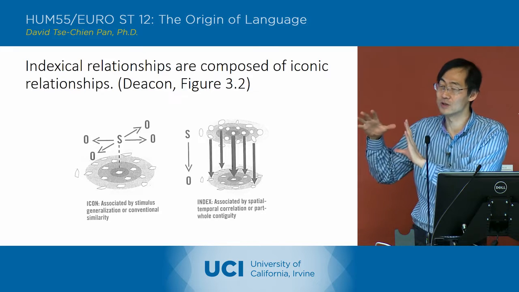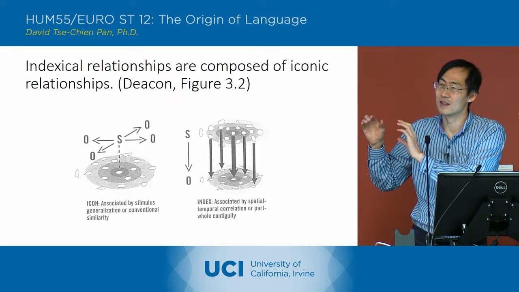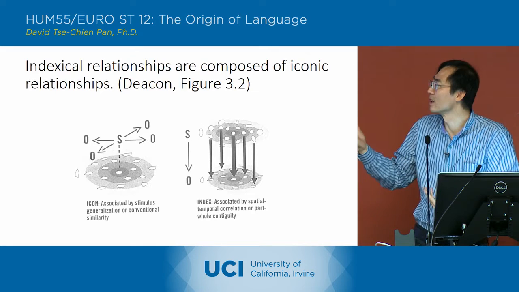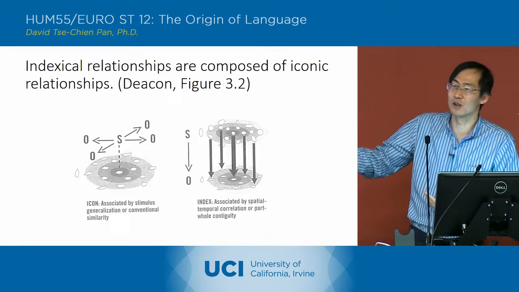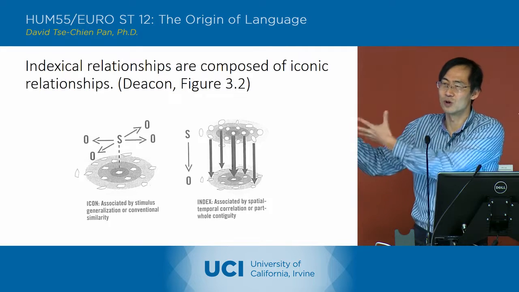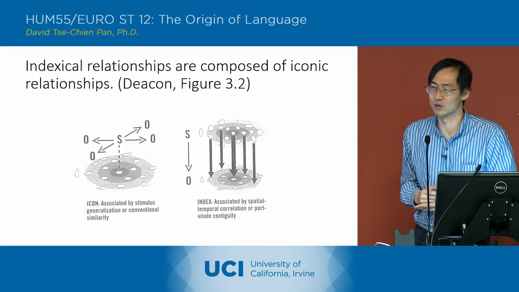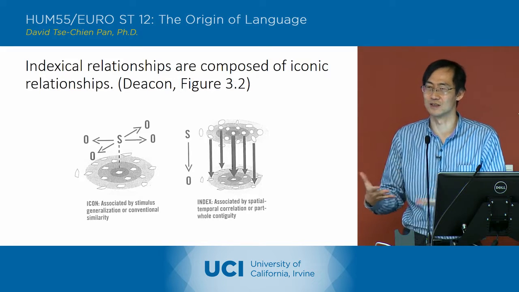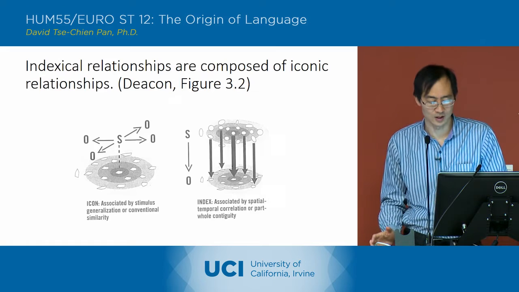And this is also the reason why, once the likeness breaks down, if there's no longer a relationship between the call and the eagle, the whole indexical relationship will break down as well, because it's based on this relationship of similarity. When the similarity breaks down, the indexical relationship breaks down as well.